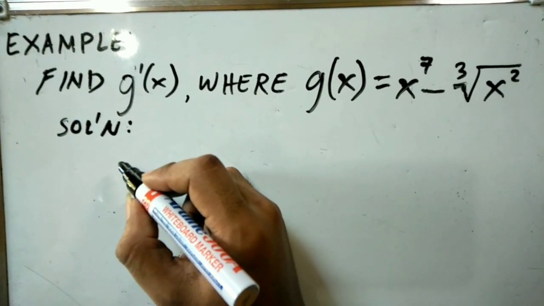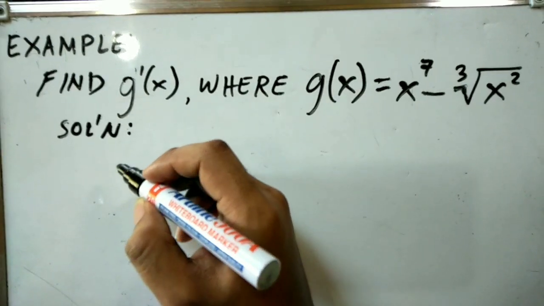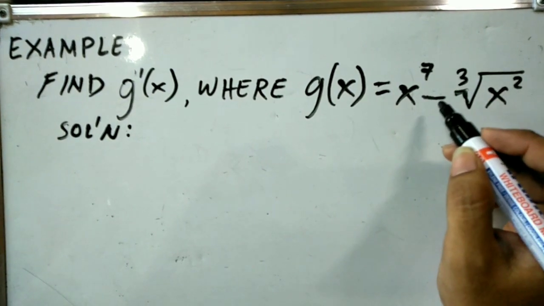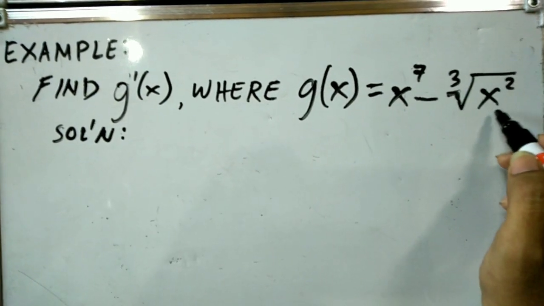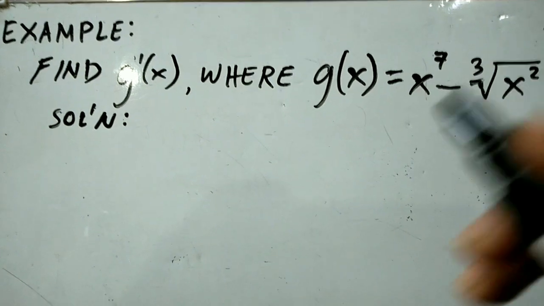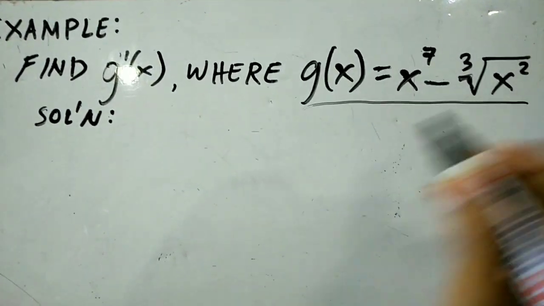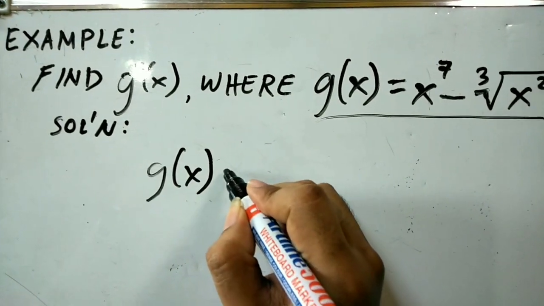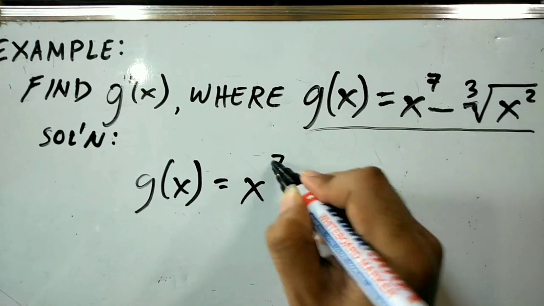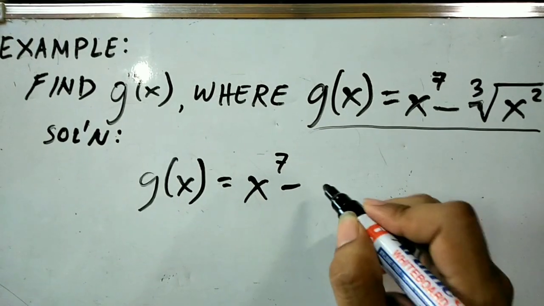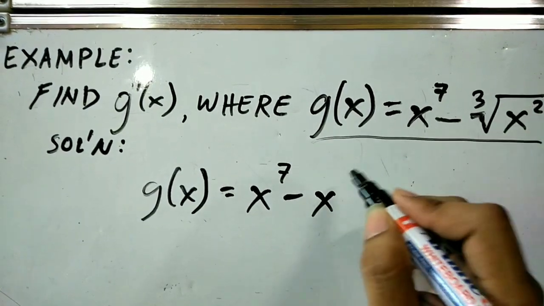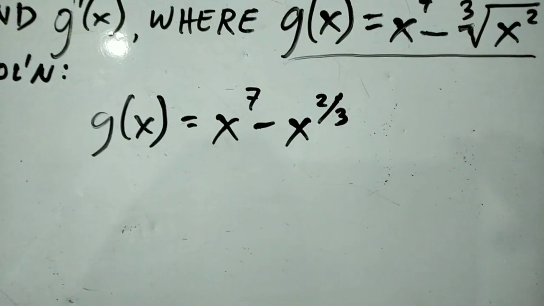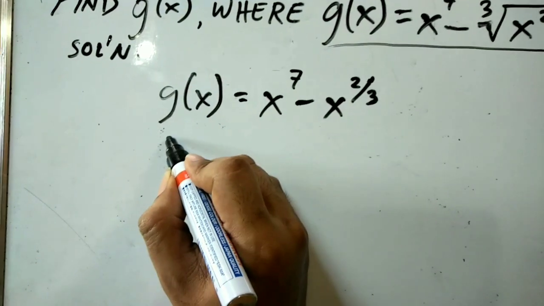Proceed tayo sa difference example. Find the derivative of the function where g of x equals x to the power of 7 minus cube root of x squared. First thing to do, we're going to rewrite first the function. Equals x to the 7 minus x to the 2 over 3. So, yan po. Then, madali na lang po itong i-derive.